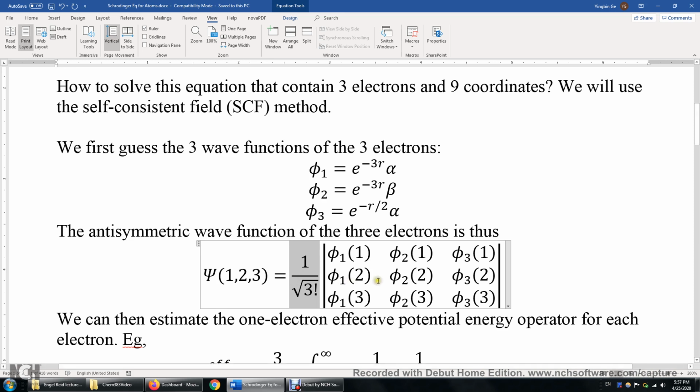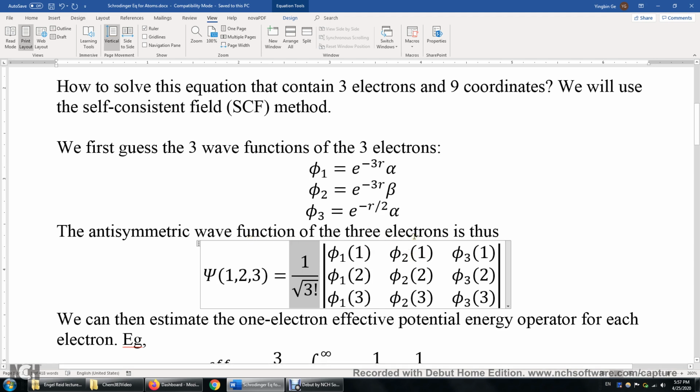And then we have 3 rows and 3 columns. You can see I wrote phi1, phi1, phi1, phi2, phi2, phi2, phi3, phi3, phi3, and then electron 1, electron 2, electron 3. And this determinant guarantees that if you swap electron 1 and electron 2, it's equivalent to swapping these two rows. The sign of this determinant will change. And this guarantees this wave function is antisymmetric.